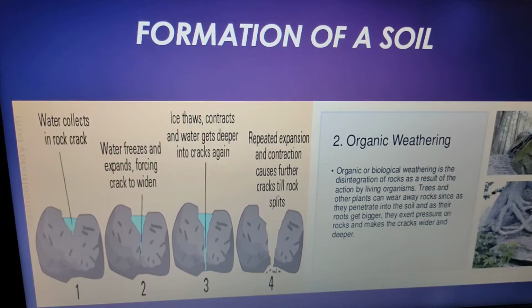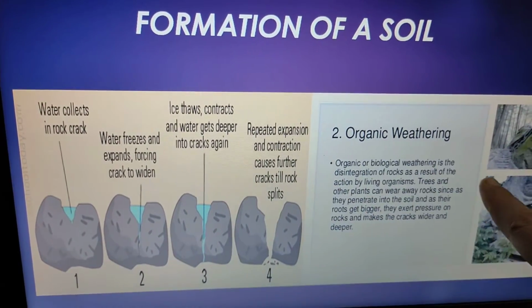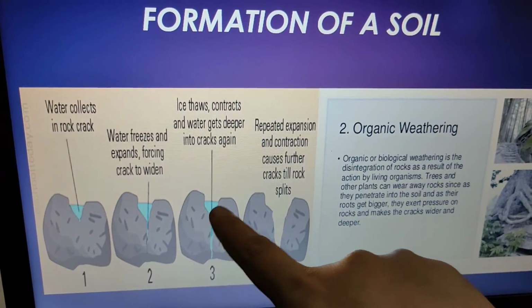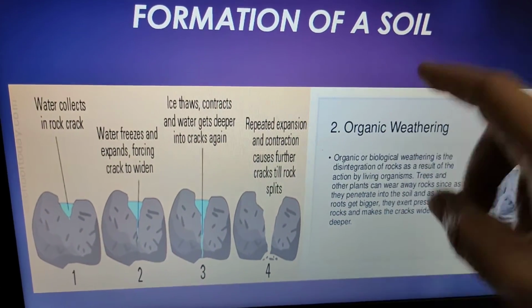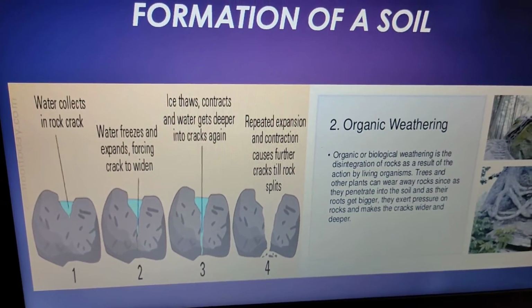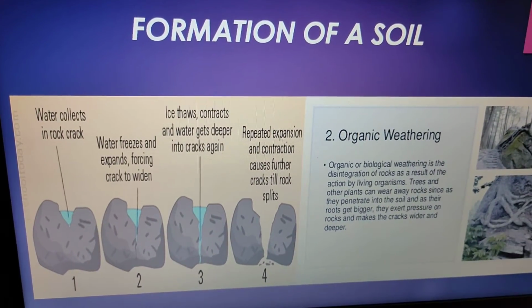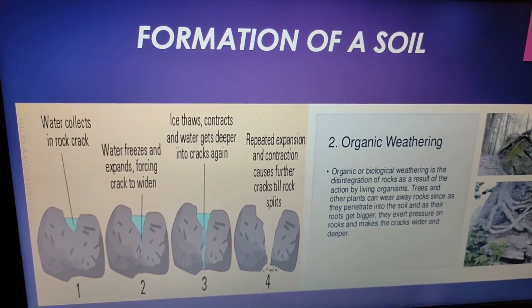So there are two methods of weathering. One is your physical weathering. Another is your organic weathering. Wind, water, rain: the physical one. This is your biological, plants. The roots of the plants are responsible for creating cracks and widening cracks in the rocks and slowly, the rock gets split into two.